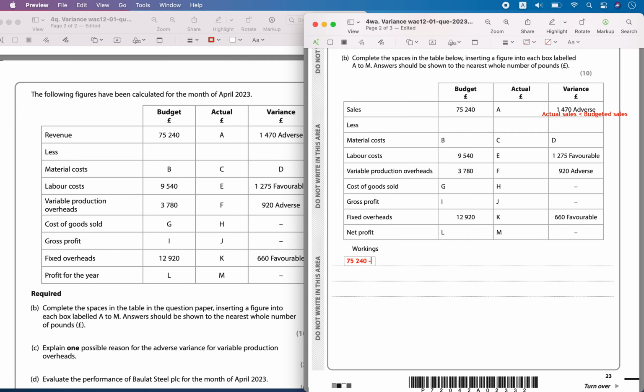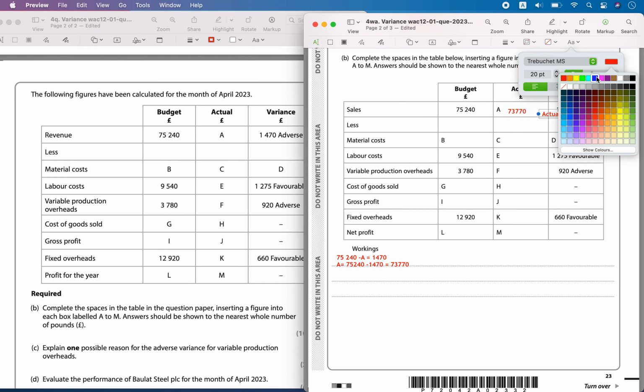So 75240 minus A is equal to 1470, which means A is equal to 75240 minus 1470, that is going to be equal to 73770. This is my sales that has happened less than the budgeted, so I will call it adverse. 73770. You can write this if you want.